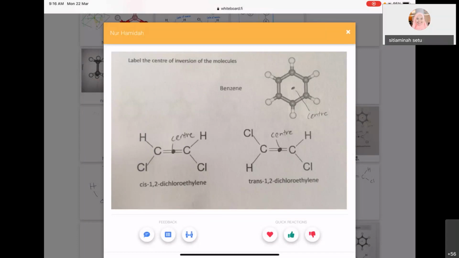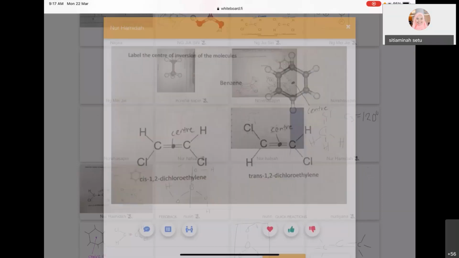Okay. And then the last one, cis 1,2-dichloroethylene. Cis maksudnya Cl dia sebelah-sebelah. Kalau trans sebelah atas, sebelah bawah. Cis ni dia sebelah-sebelah. Kalau this molecule actually it has no center of inversion. Sebab kalau you movekan Cl, dia pergi dekat C, kemudian dia pergi kat tengah, sepatutnya dia akan pergi dekat H yang lagi satu. So yang cis, siapa yang buat ada center of inversion, salah.